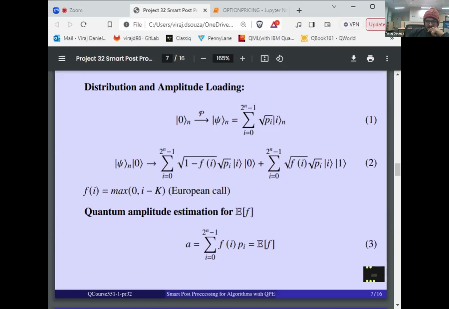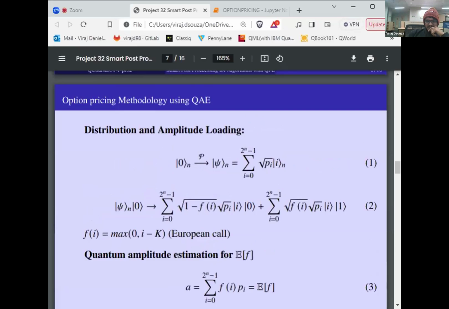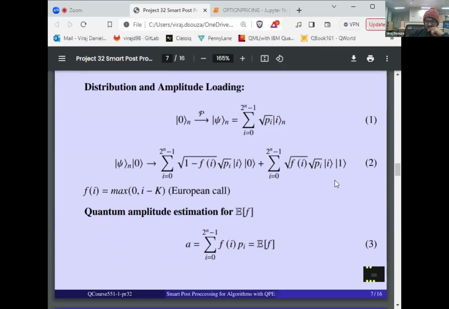So once we have the state prepared, we can see that the probability of the good state, here the second term, the state with qubit 1, will give us the desired expectation value, which we call A.